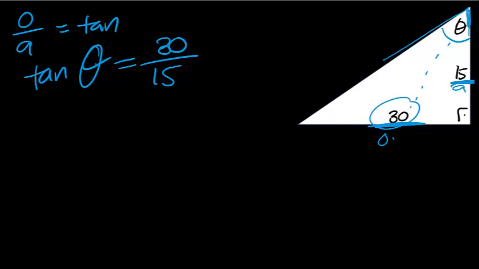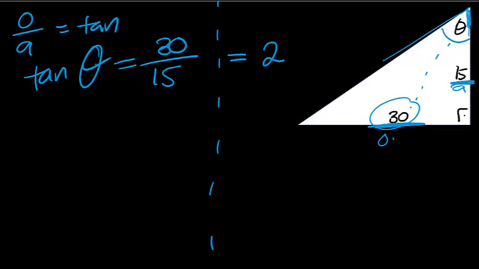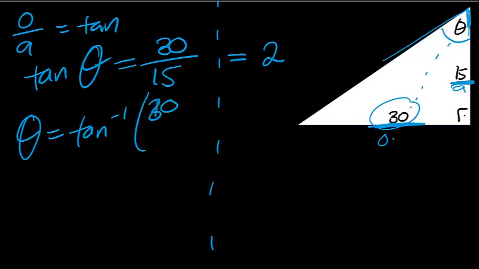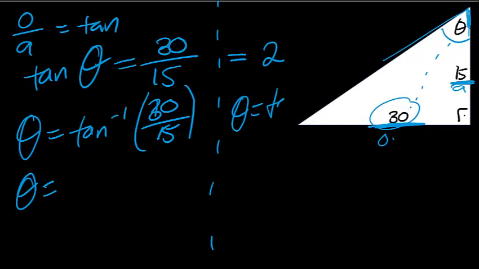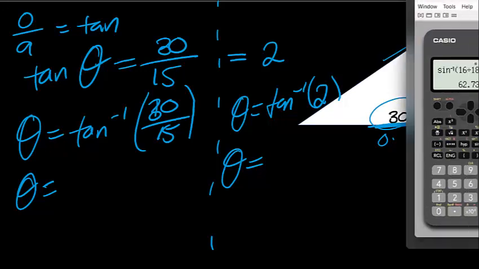You can simplify 30 over 15 as being equal to 2, right? Because 15 goes into 15 once and 15 goes into 30 twice. So tan of theta equals 2, or tan of theta equals 30 over 15. So theta is going to be tan minus 1 of 30 over 15. Alternatively, I can say theta is tan minus 1 of 2. Notice that the answer is going to be exactly the same on the calculator.